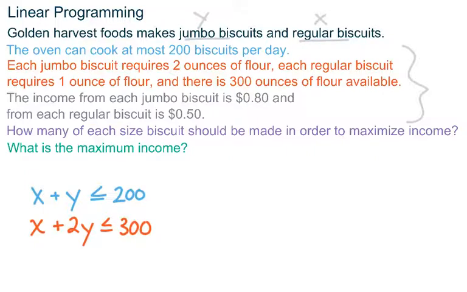And oftentimes with real life problems, we have constraints that we need to include. So the idea here is, can you make negative biscuits? And the answer is no. So X, my regular quantity of biscuits, needs to be greater than or equal to 0. And that's the same with Y, my jumbo quantity of biscuits. That also needs to be greater than or equal to 0. All right, so let's look at graphing our constraints, the situations that restrict the quantity of biscuits that we can make.